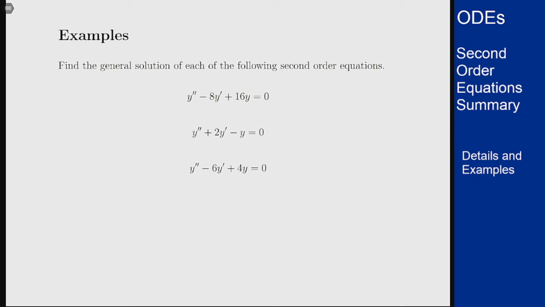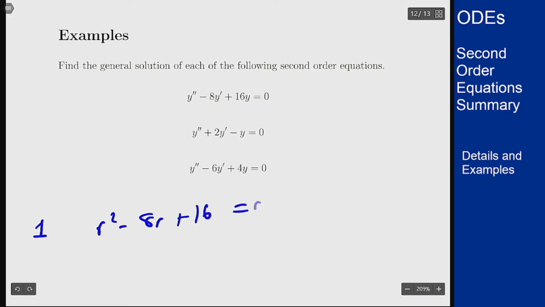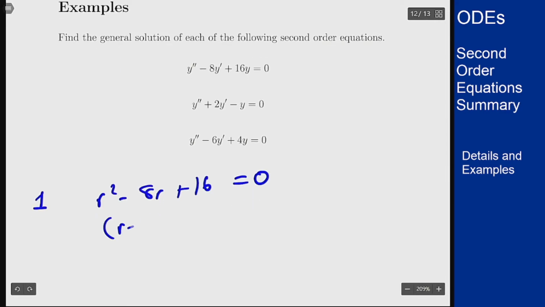In this video, we'll collect some examples of solving these second order equations in all their different forms. So for the first equation, we have y double prime minus 8y prime plus 16y equals 0, which gives a characteristic equation of r squared minus 8r plus 16 equals 0. This is (r minus 4) squared, so we are in our repeated root or double root case.